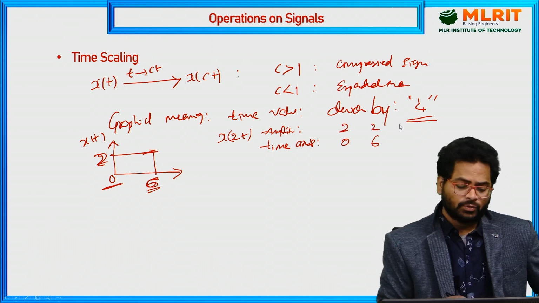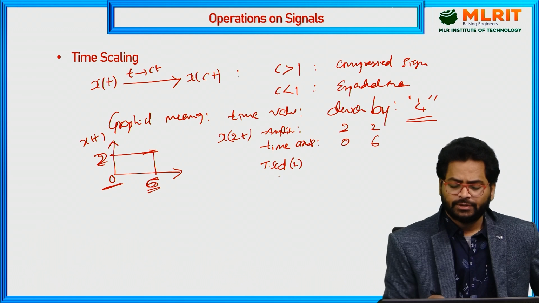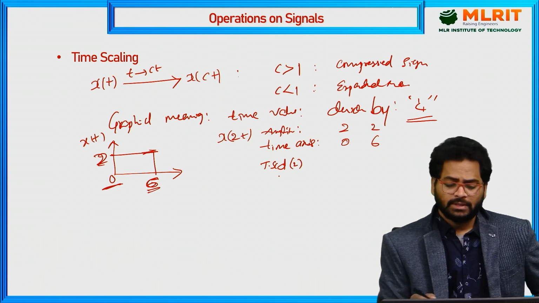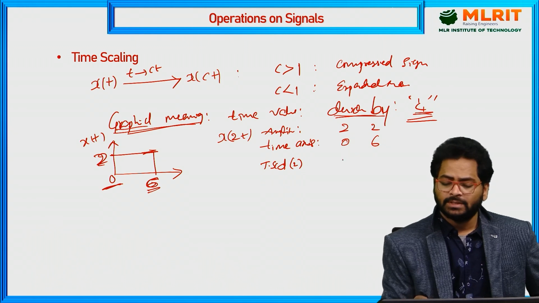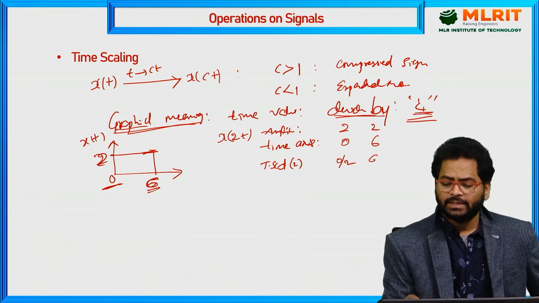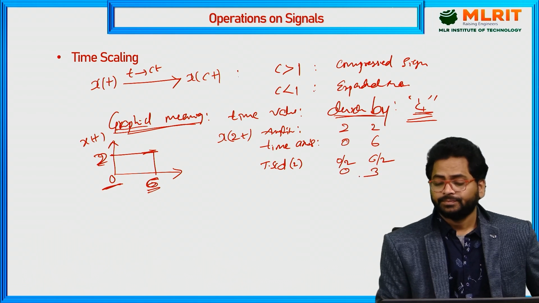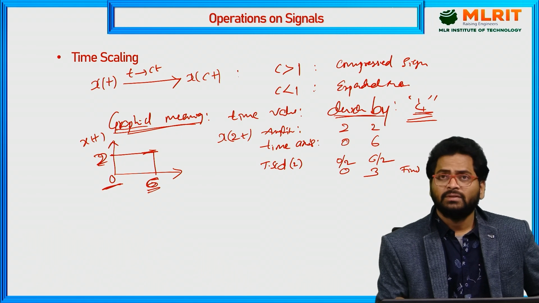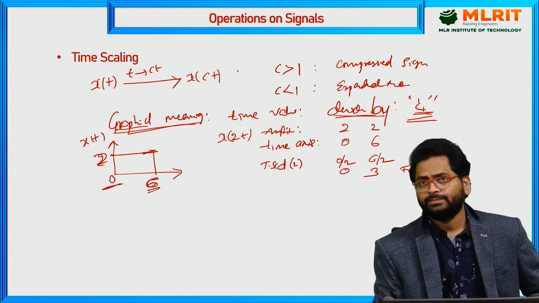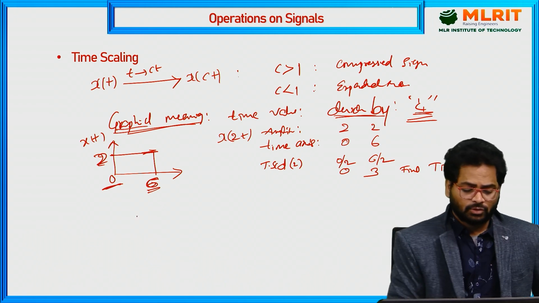Now for this one, what operation are we doing? That is time scaling, by how many units? 2 units. Time scaling by 2 units. What is the graphical meaning? Divide by C units. That means 0 by 2 and 6 by 2, and the result is 0, 3. That means these are the final time values. Now draw the signal.